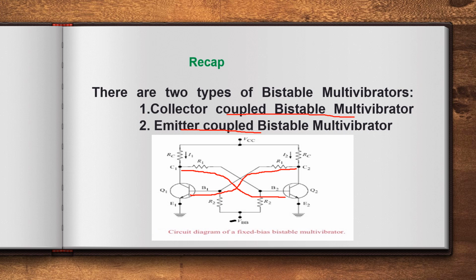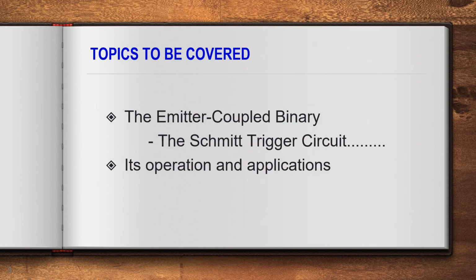In collector coupled bistable multivibrator, both the emitters are grounded, connected to ground. These are not coupled to each other. But in emitter coupled bistable multivibrator, these two emitters are coupled. Let us see the operation, construction and applications of the Schmitt trigger circuit in this video.